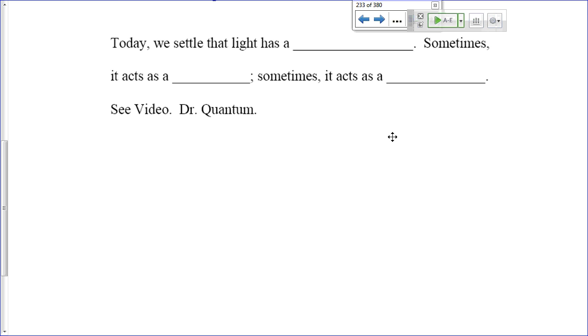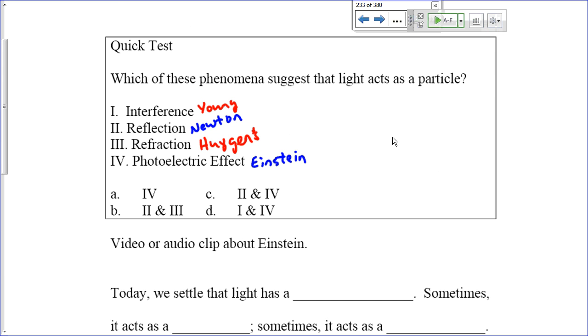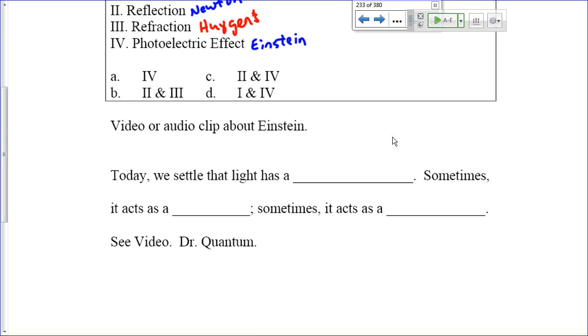You didn't finish the video, you left the last two examples blank. Right here, you put that the first one was a dual nature, and sometimes it acts as a particle and sometimes it acts as a wave. Again, we'll get into that later, and we'll actually watch this video in chapter 8, because it's more about interference and refraction.